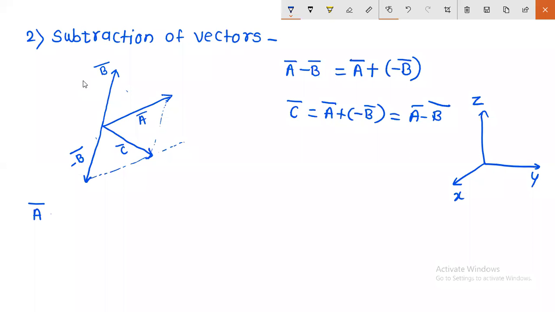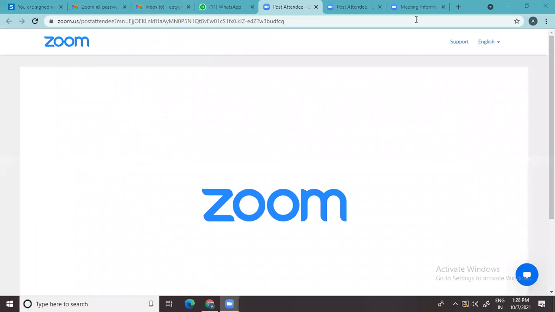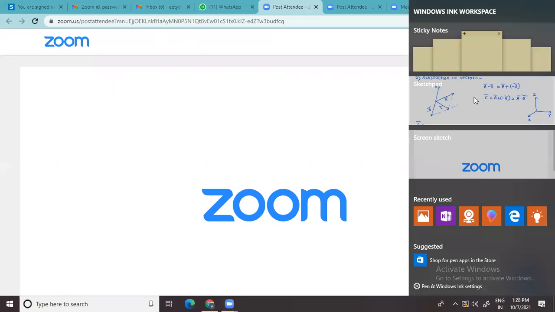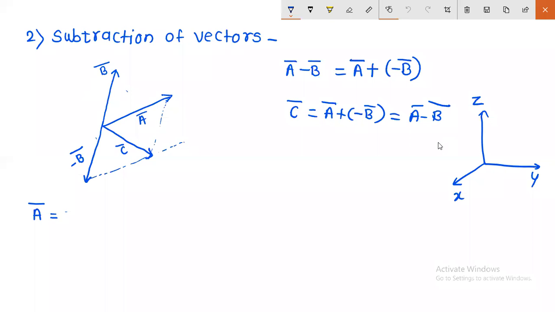Any vector can be written as, so just tell me, what is the definition of a vector? Any vector is equal to magnitude into direction, correct. So if I write this vector a bar as its magnitude, which is represented as mod of a bar, into direction, direction is given by small a bar, that is the unit vector a bar, right? Now, this is the general case.